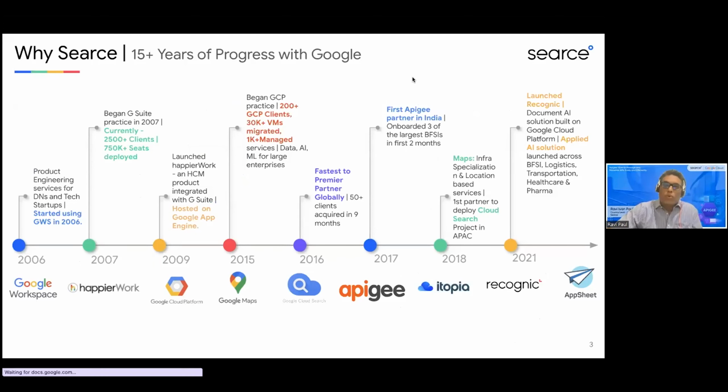Why Sears? I'm not going to run you through the entire 15 years of what we do, but this is just a snapshot of the company. So we are not a company that has started a few years back. We started in 2006. In 2017, just to highlight the particular Apigee that we're talking about, we are the first Apigee partner in India, and we onboarded 3 of the largest BFSI customers in the first 2 months of us becoming a partner. So this was way back in 2017, and we have done a lot of work after that till the year 2022, which is where we are doing this presentation for you all.